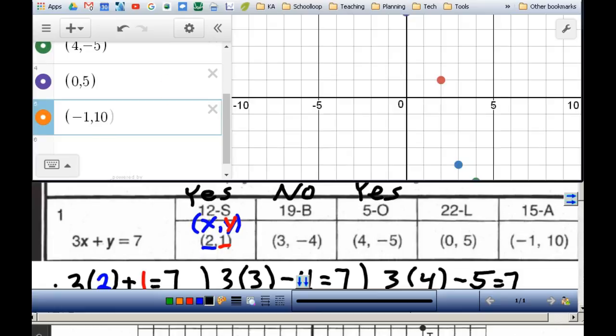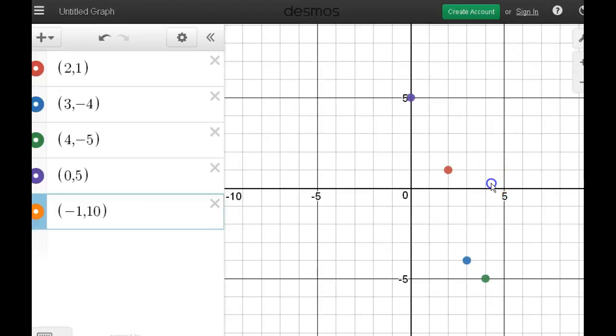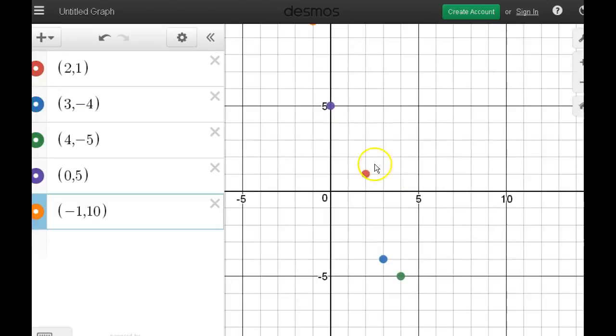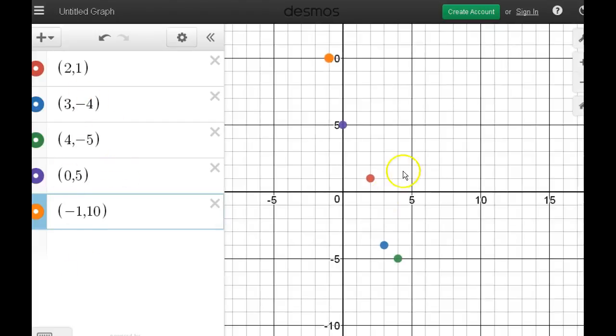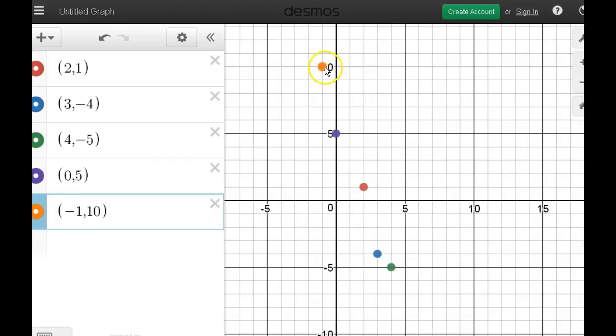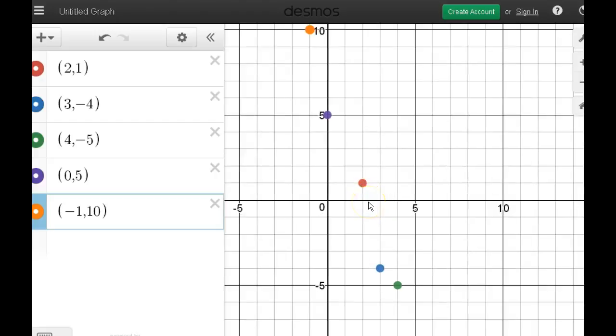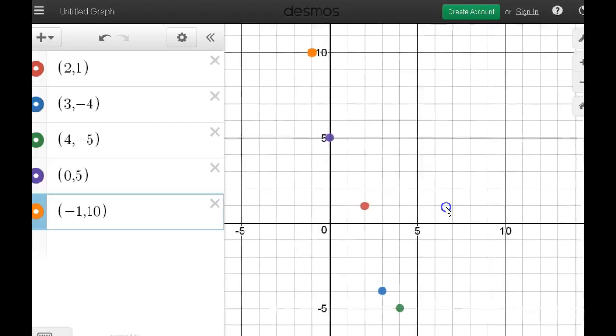There we go. Now the question is, looking at these 5 dots right here, how do we know which ones are solutions just by looking at the points only? Without doing the checks where you got yes or no, it's a solution or it's not a solution, how can we tell which ones are solutions just by looking at the coordinates only?